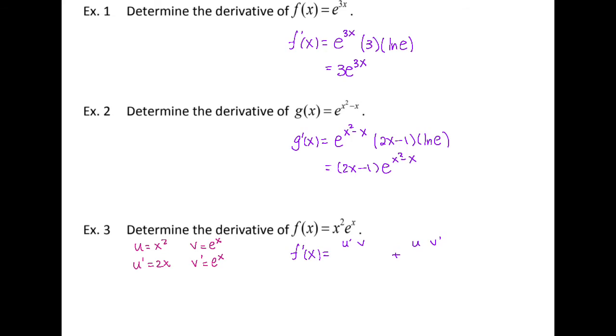So we can simplify to e to the power x, and let's substitute in. So u prime will be 2x, v is e to the power x, u is x squared, v prime is e to the power x. And let's factor out the common factor. They have x in common. They have e to the power x in common. What's left on the first term? You have a 2 left. What's left on the second term? You have x. Therefore, that's your differentiation.